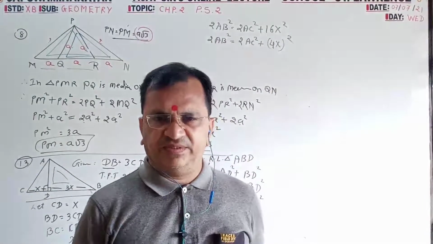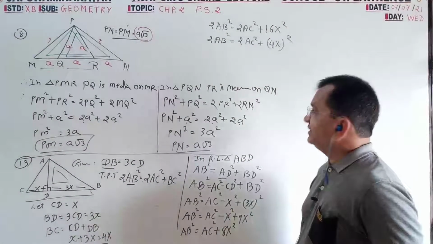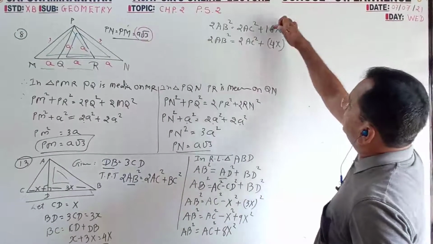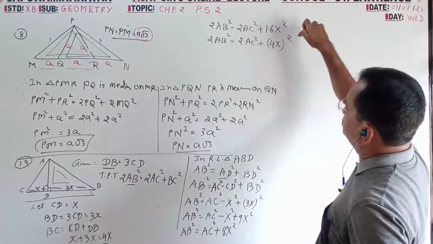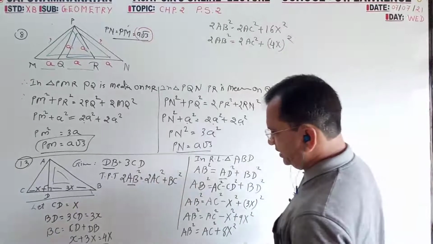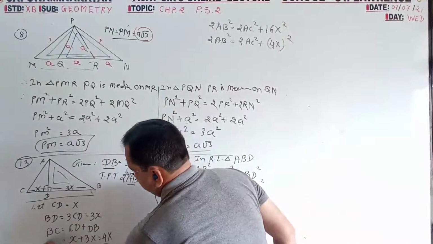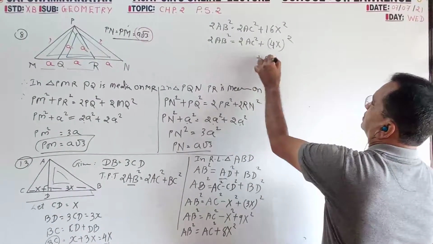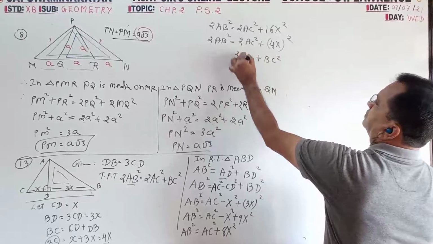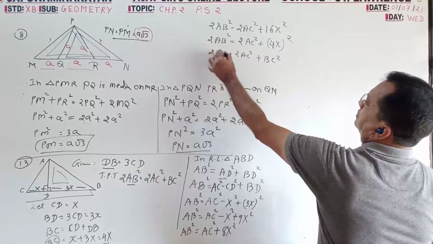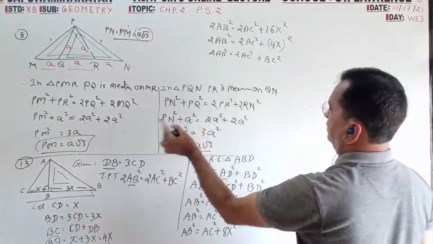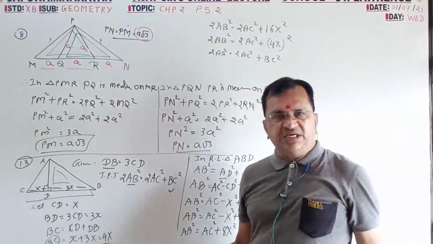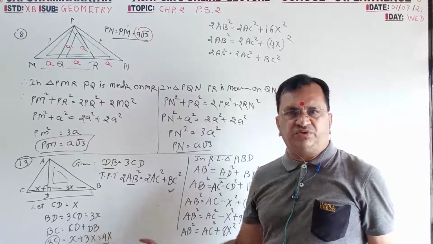Again my frequency is down. This is 4 for the 16, x square, so x overall square. Now 4x is equal to BC, that we know. 4x is equal to BC, so it is BC square. So that we want. See how easily we can substitute.